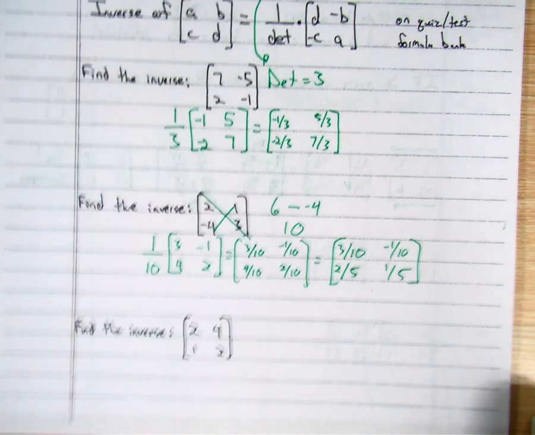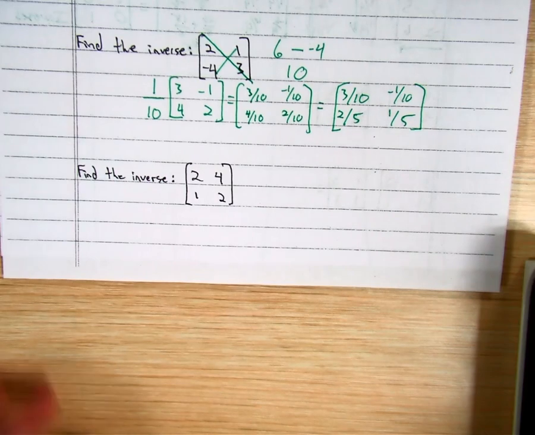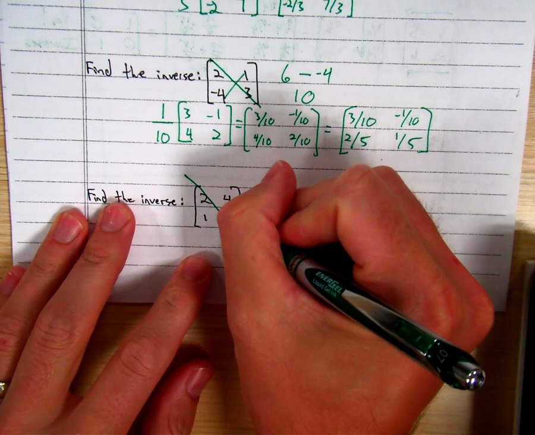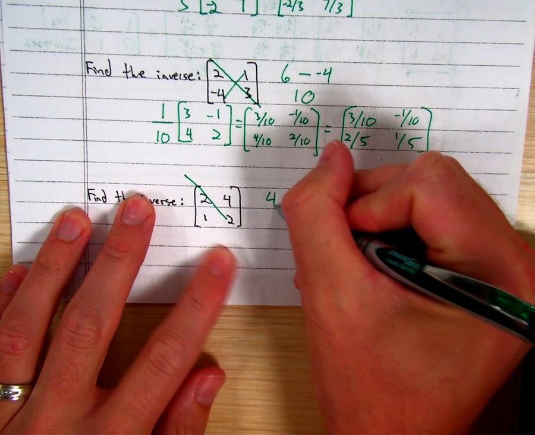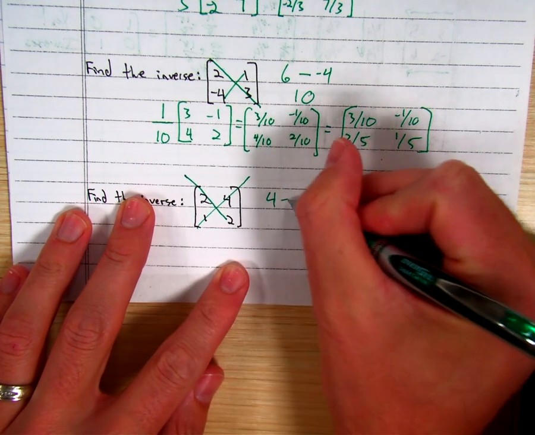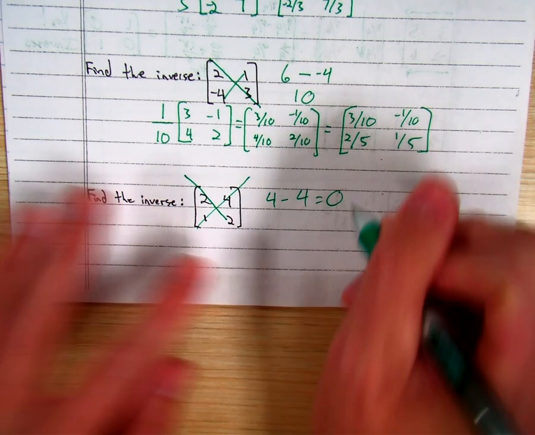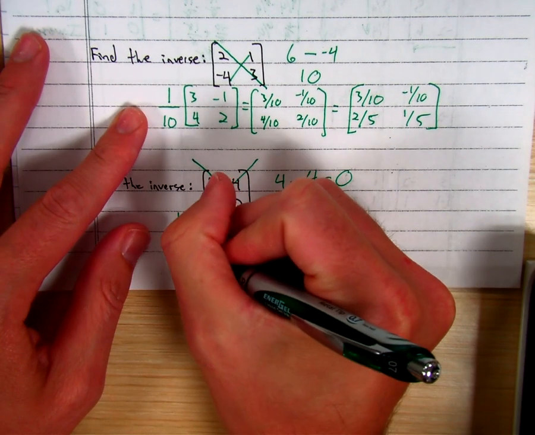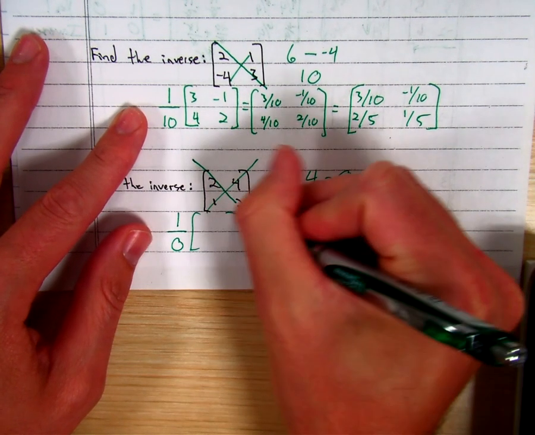Let's see how this one works. 2, 4, 1, 2. Let's find the inverse. We need to start with the determinant. So we got 2 times 2, that's 4. Minus 4 times 1 is also 4. That's 0. Uh-oh. We'd be doing 1 over 0 times a matrix.